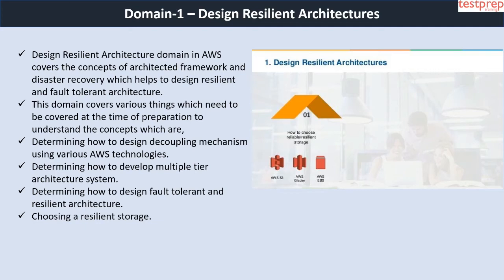First, determining how to design decoupling mechanisms using various AWS technologies. Second, determining how to develop a multiple tier architecture system. Third, determining how to design fault-tolerant and resilient architecture. Fourth, choosing a resilient storage.